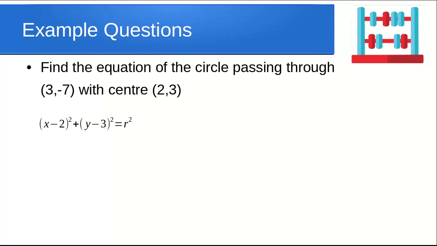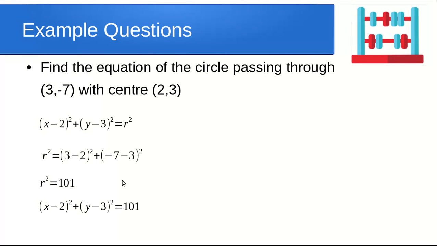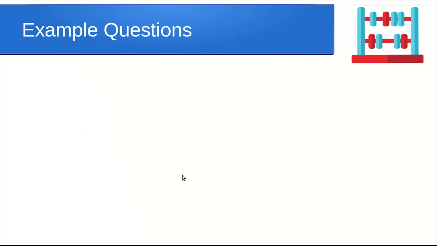We still need to work out r though. Well, r's not too bad because we've got a point on the edge and we've got the centre point. So if we find the distance between those two coordinates, we should be able to find r, and hence we will know r squared. Well, r squared is going to be equivalent to the gap in the x's squared plus the gap in the y's squared. That gives us r squared equals 1 plus 100, which is r squared is 101. And hence I can now write down the full equation of the circle. It will be (x minus 2) squared plus (y minus 3) squared equals 101. Fairly straightforward one there.